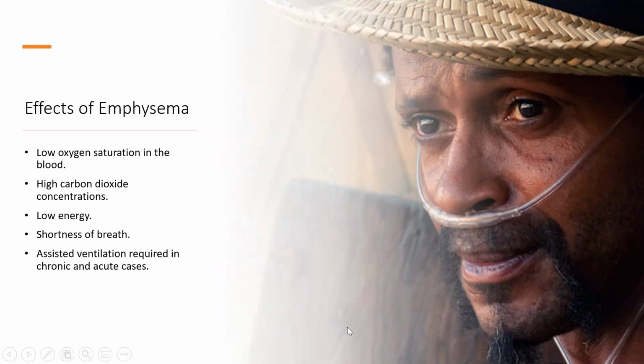All right, the effects of emphysema. So if you imagine, the lungs can't increase in size easily because they're now much more rigid. There is less surface area for gaseous exchange to occur, and for the diffusion across the membranes, it now takes longer. So we now have a low oxygen saturation in the blood. So imagine the side effects of low oxygen in the blood. There's also high carbon dioxide concentrations in the blood. The person would have low energy, shortness of breath, and in chronic and acute cases are going to need assisted ventilation, so oxygen, ventilators and things like that. It really is quite a debilitating disease.